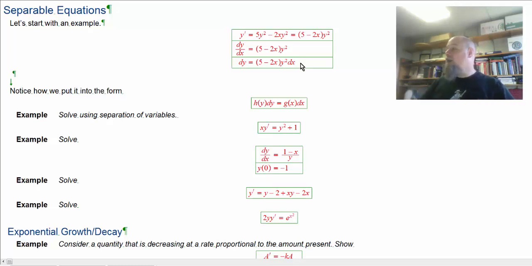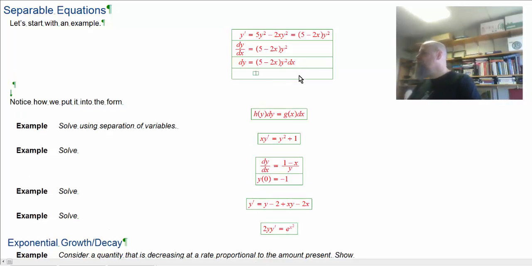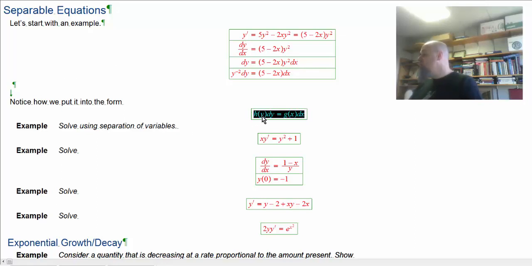So now I've got my x side and my y side. So let's put all the y's on the y side and all the x's on the x side. Alright, now I've divided both sides by the y squared. That's why it's important to be able to factor the y prime into a piece that's dx and a piece that's dy. Notice how I've got it into this form: some function of y's, h of y times dy, equals some function of x, g of x times dx.